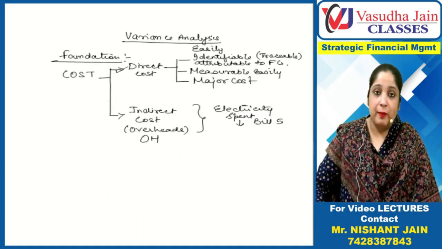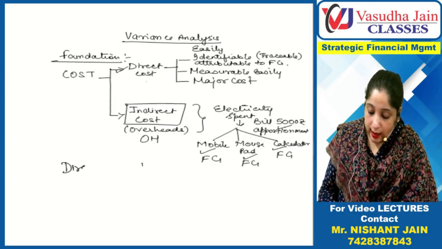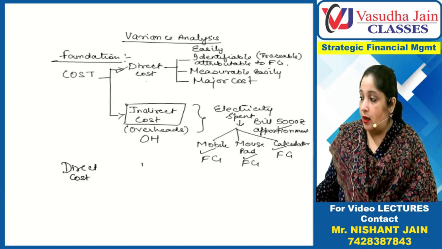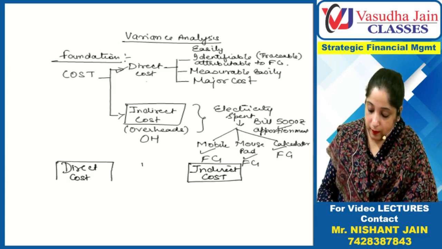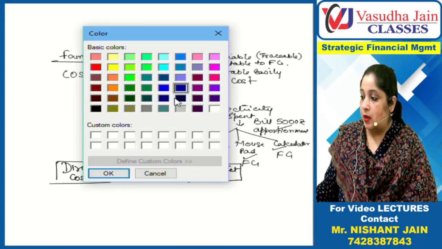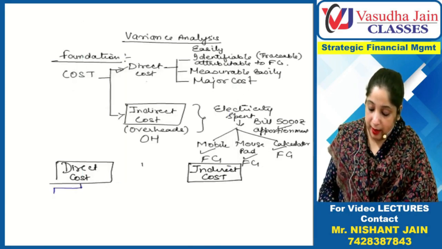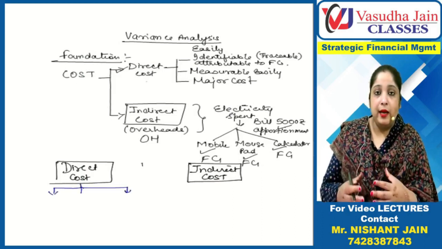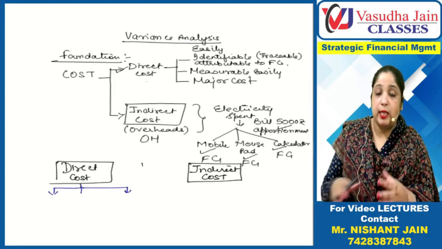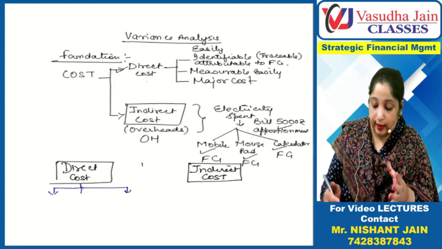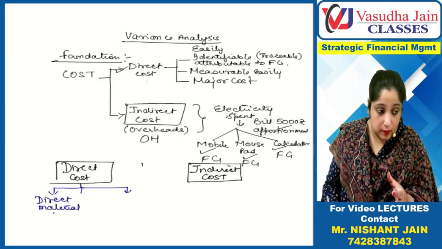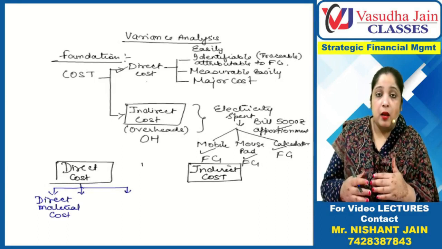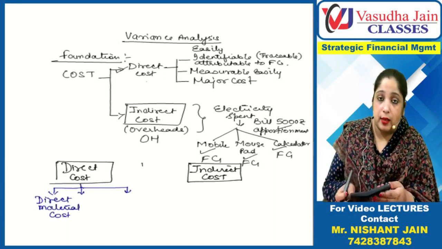So cost can be direct cost or indirect cost. Direct cost can basically be divided into three parts. The raw material which is directly attributable to finished goods, and it's a major cost involved in it, is called direct material cost. Then the labor cost, which is spent in manufacturing of the product.